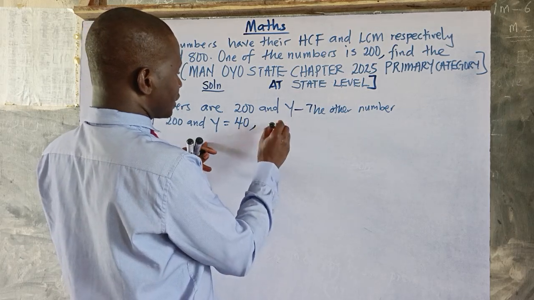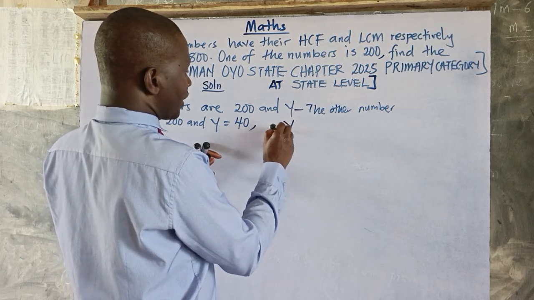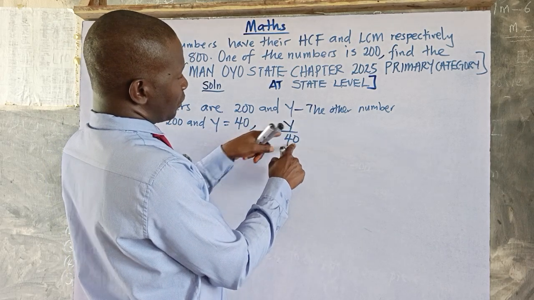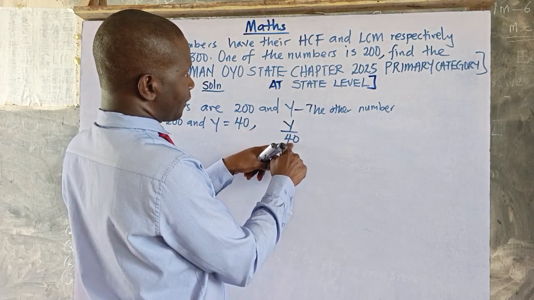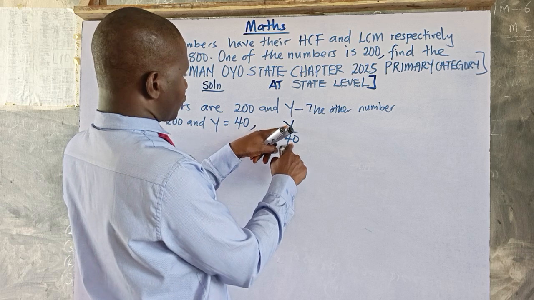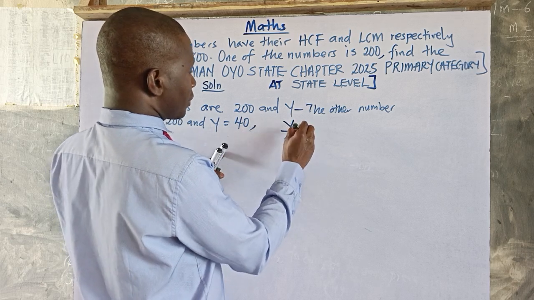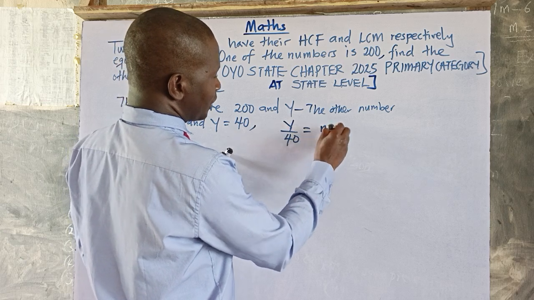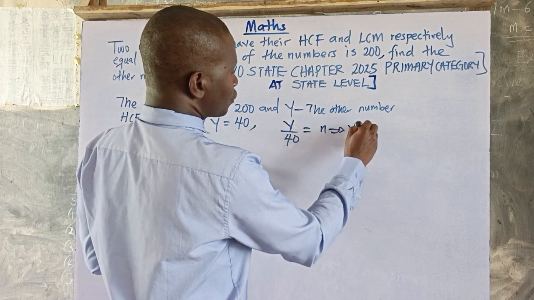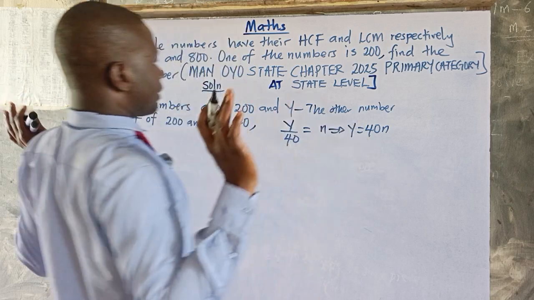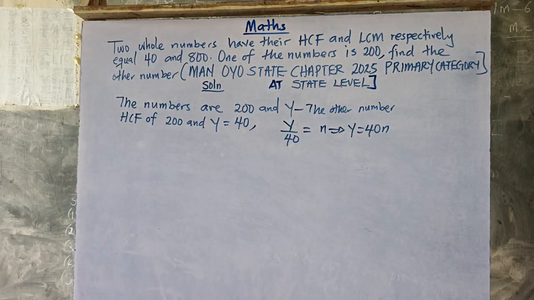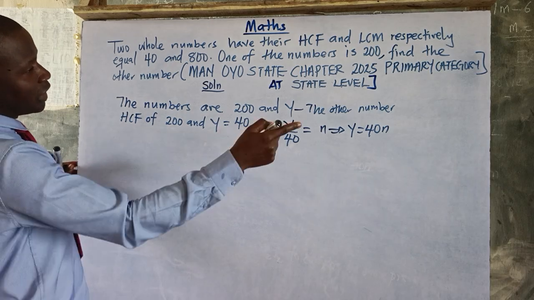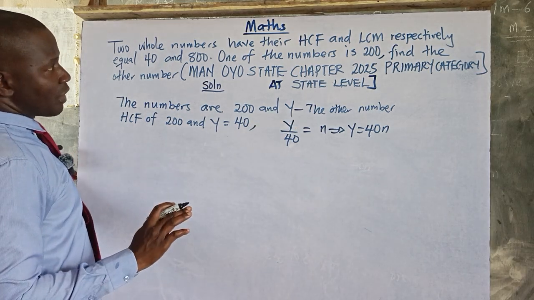So let's say Y divided by 40, because according to the question, 40 can go in Y. The highest common factor that can go in this is 40, and also in 200. 40 goes in Y any number of times. This implies Y equals 40n. That is the implication. Now the numbers are 200 and 40n.